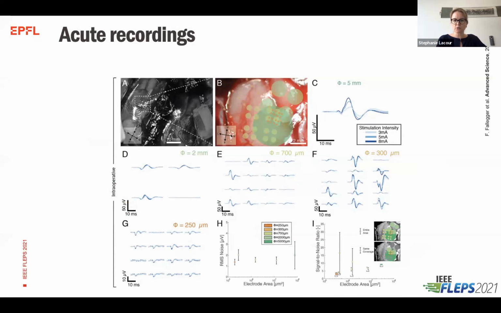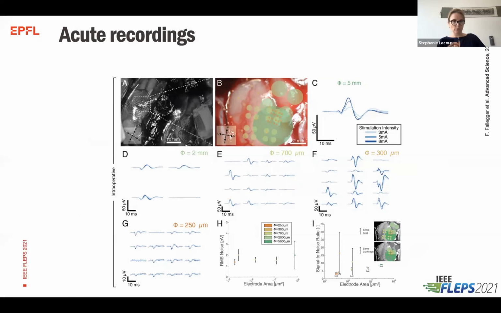So what you're looking at here is an acute experiment we did in a minipig, or in a pig actually, where we positioned the ECoG grid at the surface of the cortex, which corresponds to the area of the pig cortex where we are able to capture information when we stimulate the snout of the animal.